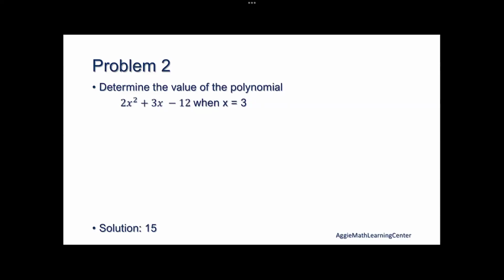I got it. All right, determine the value of the polynomial. So what we're gonna do here is we're just gonna plug that 3 in for every x that we see. So I'm just gonna rewrite it with a 3 instead of x. So I'll put that there. 3 times 3. And then subtract 12, okay? All right, and then what would I do next?